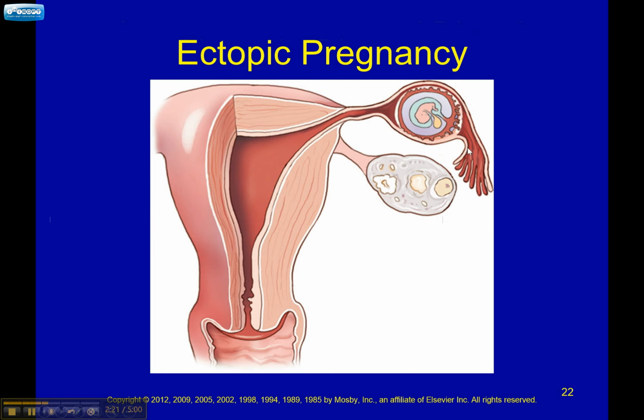An ectopic pregnancy, like we just talked about, remember it's developing in this fallopian tube, and there's just simply not enough room for a baby to develop here, and there's just no way to get this developing embryo down into the uterine lining.